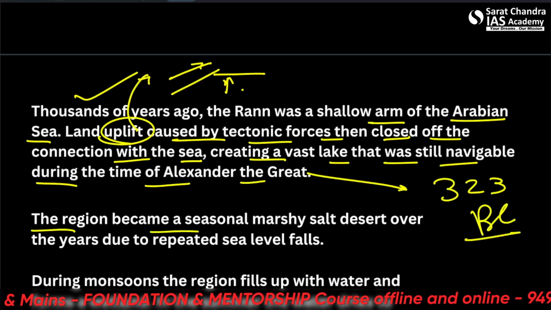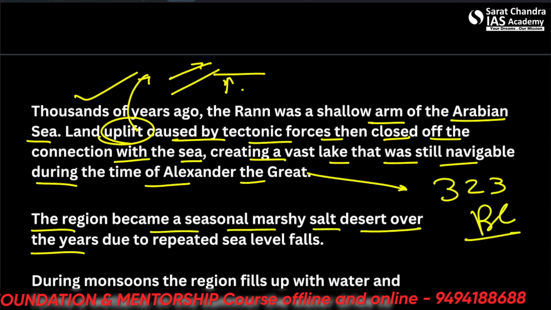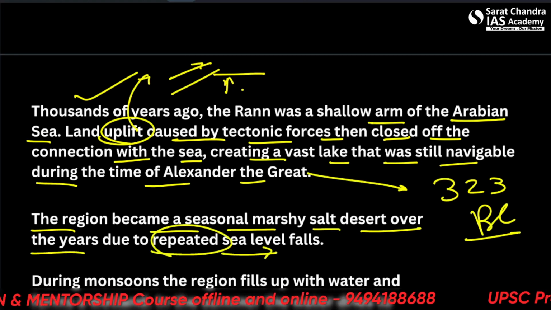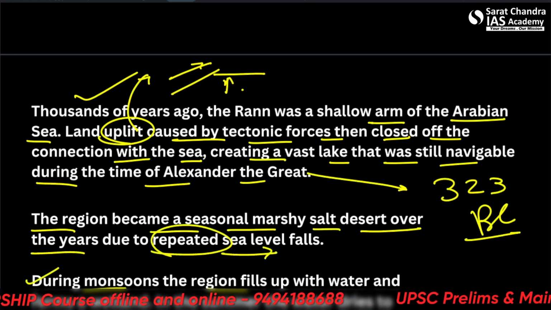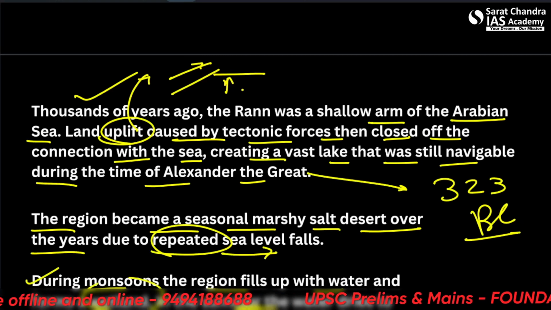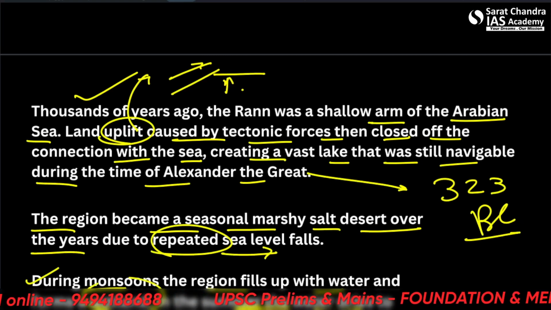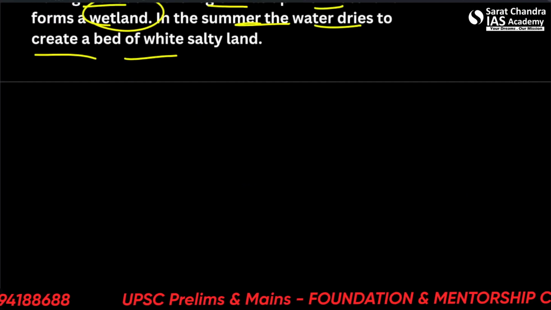The region became a seasonal marshy salt desert over the years due to repeated sea level falls. During monsoon, the region fills up with water and forms a wetland. In the summer, the water dries to create a bed of white salty land. So this is about the Run of Kutch.